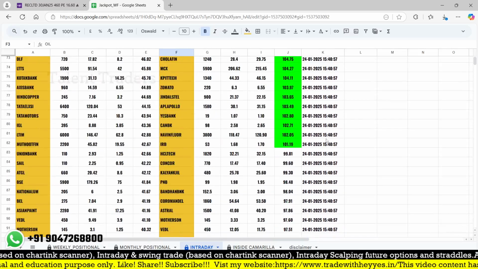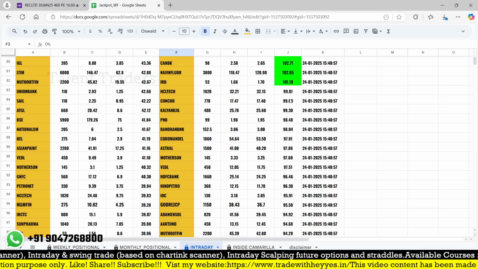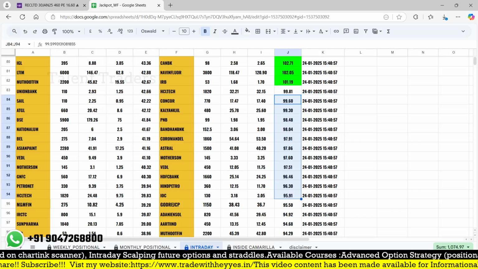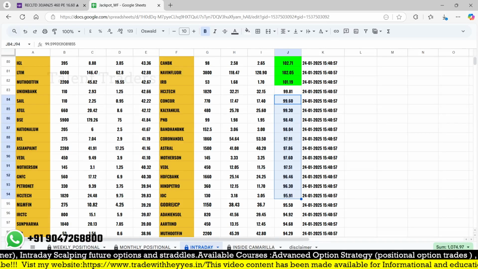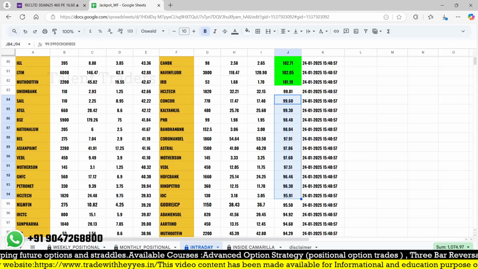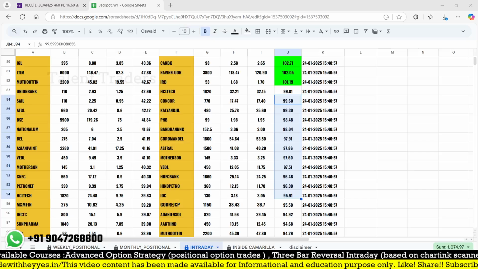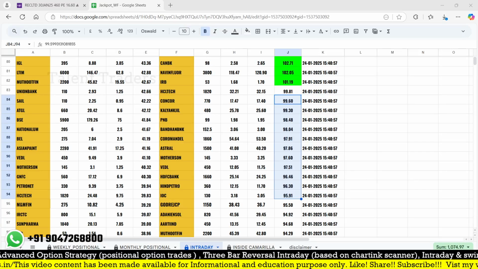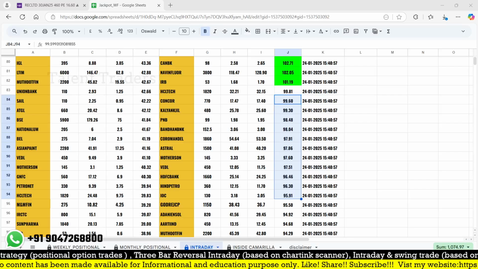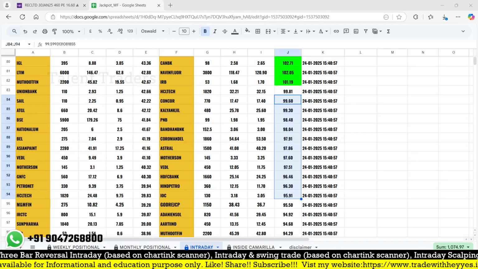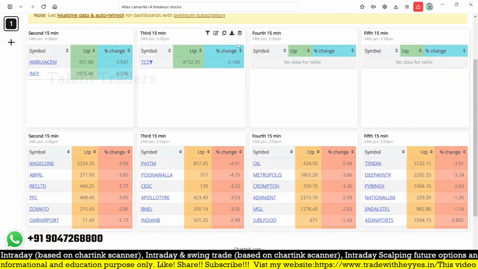For example, if I track here, these are all the stocks trading near the R4 breakout. Maybe the chances of a breakout on R4 are possible on these stocks, so you can track them. And we also have one charting scanner dashboard that will help us find these kinds of breakouts. For example, I will let you know how I select my intraday stocks.